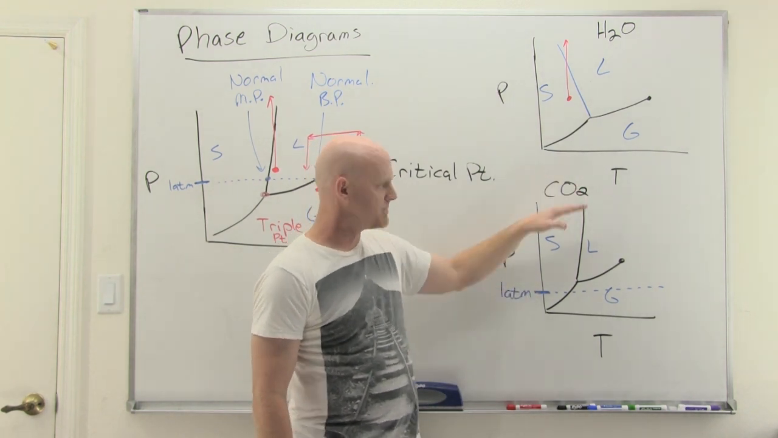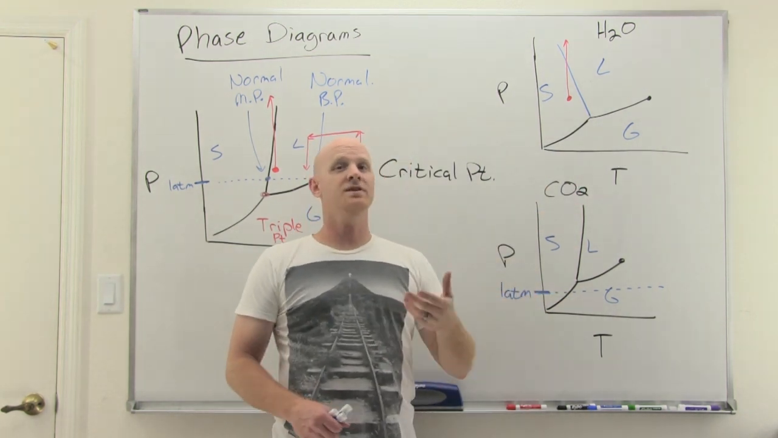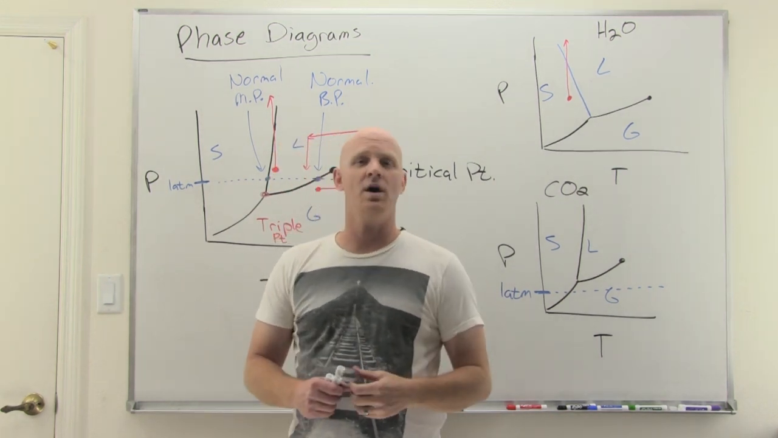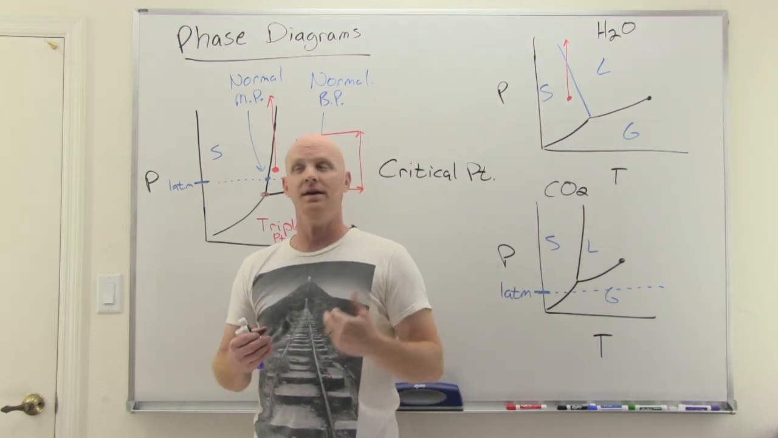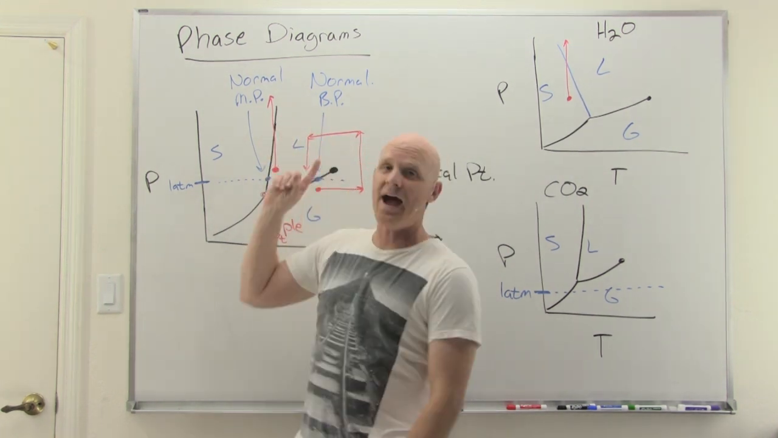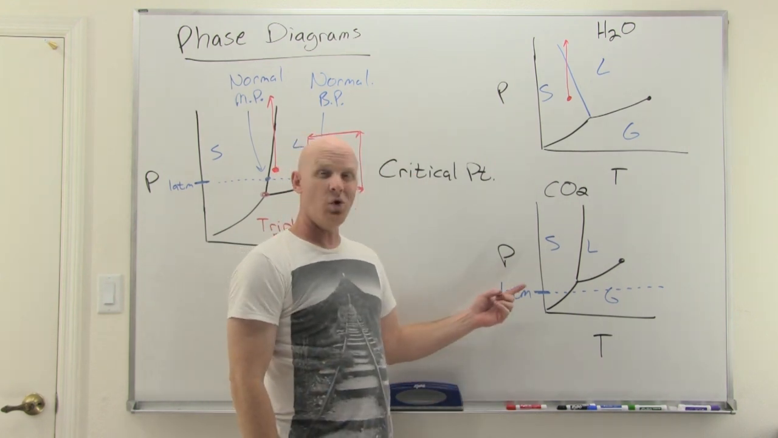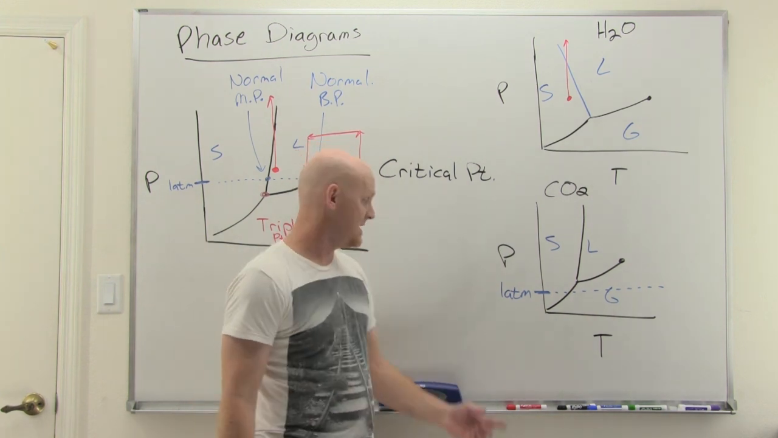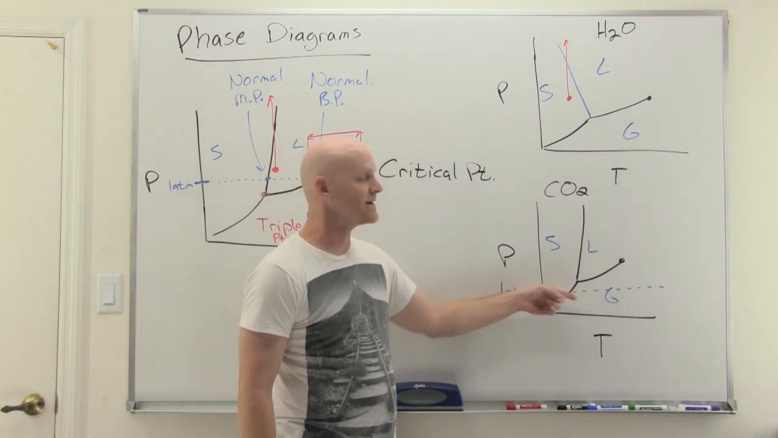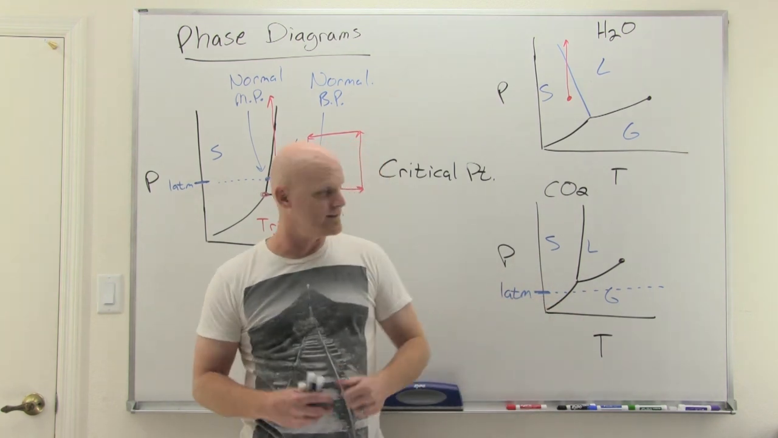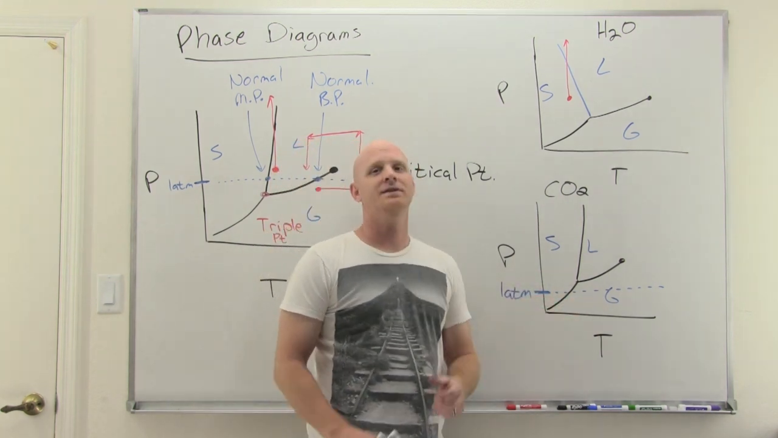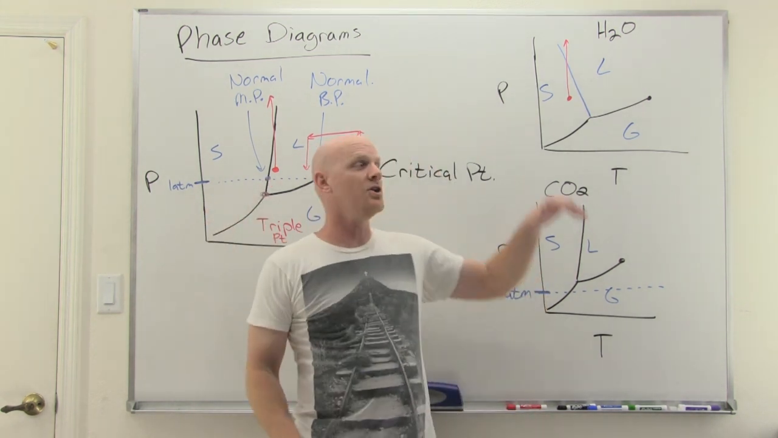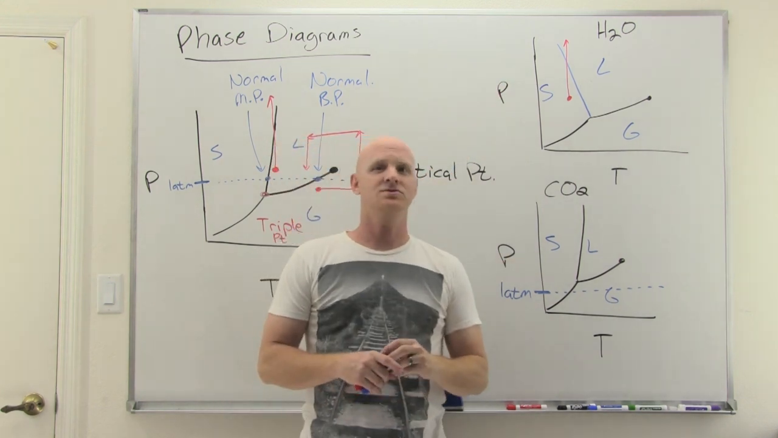So one atmosphere lies below that triple point. If I asked you for the normal melting point of water, you'd say 0 degrees Celsius. Now if I asked you for the normal boiling point of water, you'd say 100 degrees Celsius. And again, normal meaning the melting point and boiling point at one atmosphere. But if I asked you for the normal melting point and boiling point of carbon dioxide, it's a trick question because it doesn't have one. There is no melting point or boiling point at one atmosphere for carbon dioxide, and therefore it doesn't have a normal one. In this case, it has a sublimation point instead. Cool. Those are your phase diagrams. Know the standard. Know what makes water and carbon dioxide unique as well.